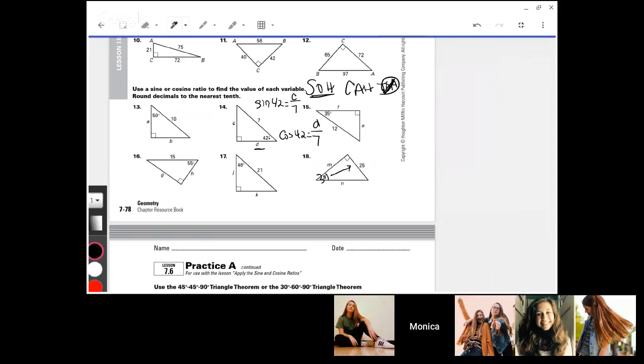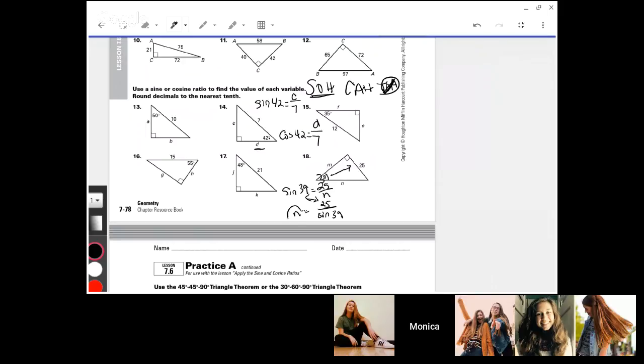The one that uses opposite and hypotenuse is sine. So we're going to say the sine of 39 is equal to 25 over n. And then solve for n. Does that make sense? Do you see how to solve for n there? Since the variable's on the bottom, you can really just switch these. So you would say n equals 25 divided by sine of 39.